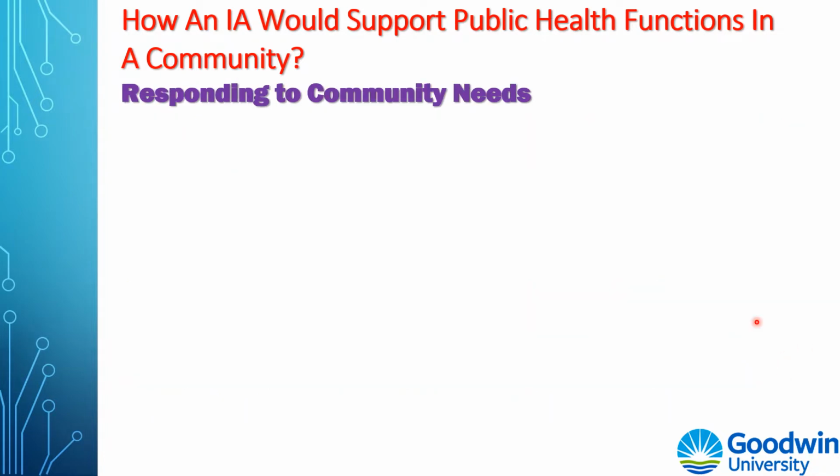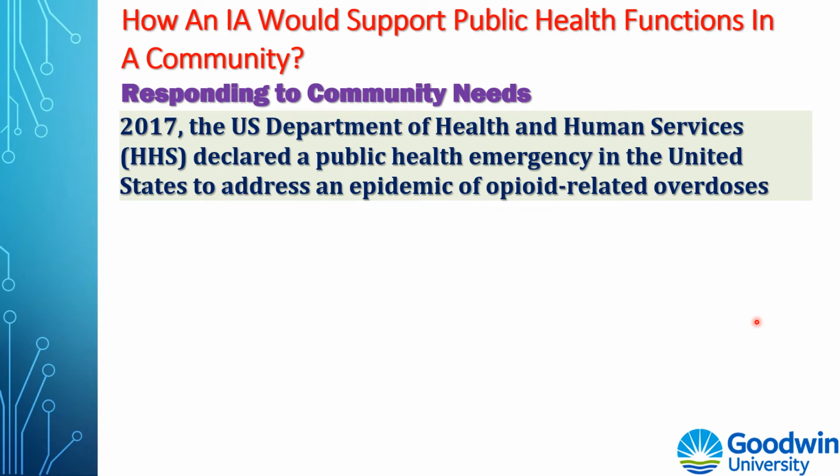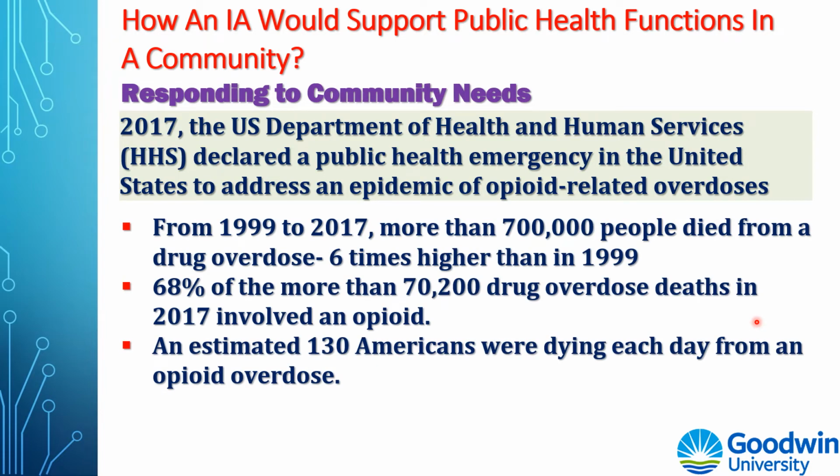So how would AI support public health functions in the community so it can respond to the community's needs? A good example is in 2017, when the Department of Health and Human Services declared a public health emergency because of the epidemic of opiate-related overdoses, and I talked about that with you already. From 1999 to 2017, more than 700,000 people died from drug overdoses, 6 times higher than in 1999. More than 70,000 drug overdose deaths involved opioids in 2017. That's a dramatic jump in anyone's language.